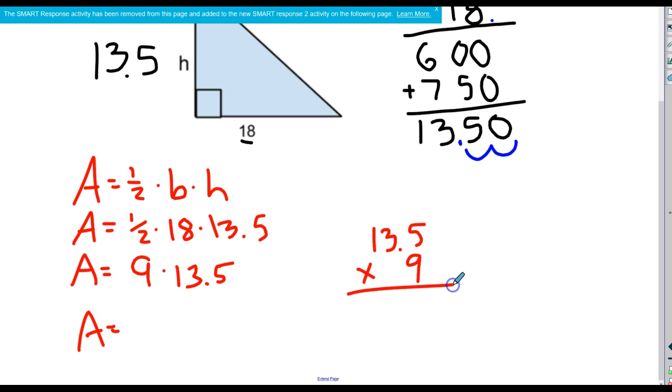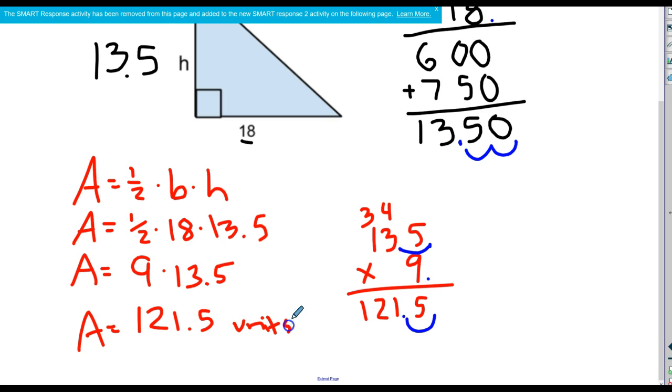Notice I don't worry about decimals right now. 9 times 5 is 45. 9 times 3 is 27. 28, 29, 30, 31. 9 times 1 is 9. Plus 3 is 12. Now I think about my decimal movements here, and I moved it 1 place there, 0 places here, so I move it 1 place over in my answer. So my final area would be 121 and a half, or 5/10 units.